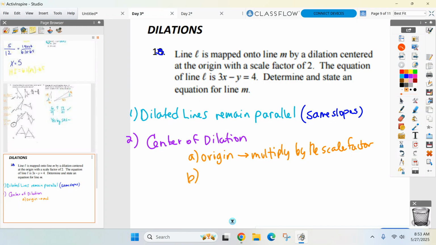And there was one other spot we could dilate around. If it's not the origin, let's see if anybody remembers this: if the center is on the line already. So we're taking a line, the center of dilation is already on the line. Anybody remember what happened to that line? Nothing. Stays the same line. So let's make sure we pay attention to where we're dilating around.